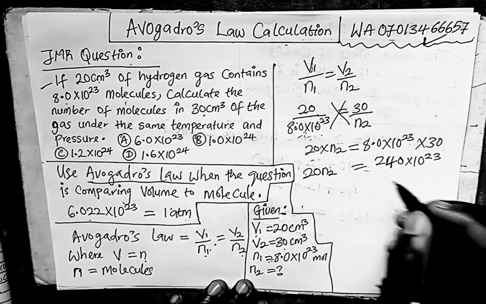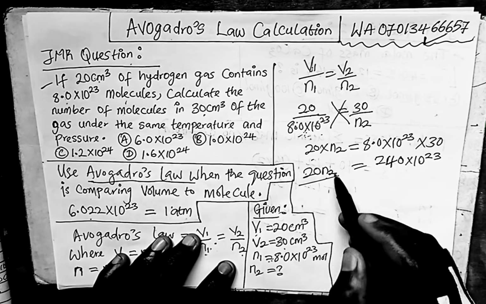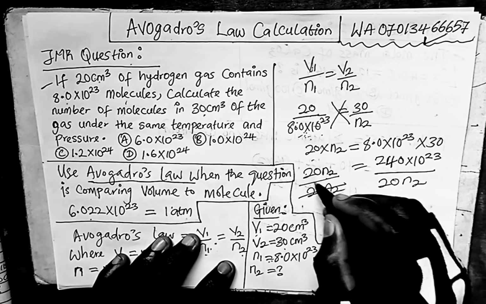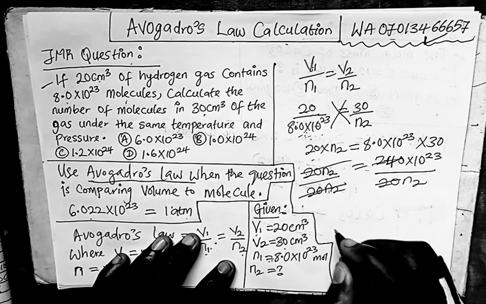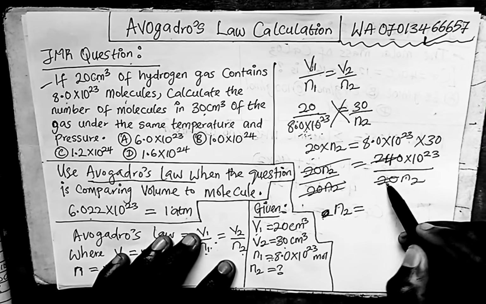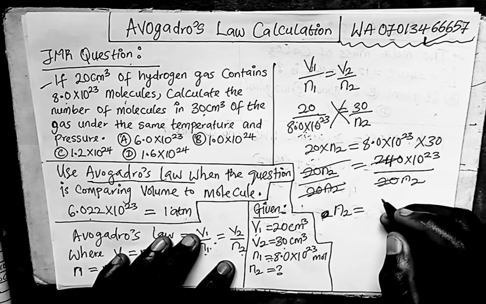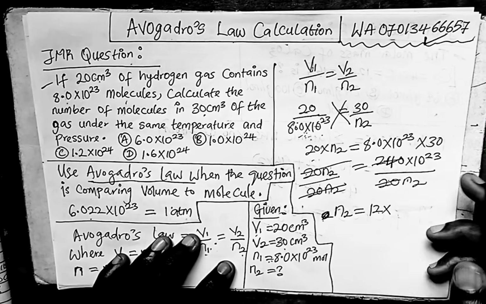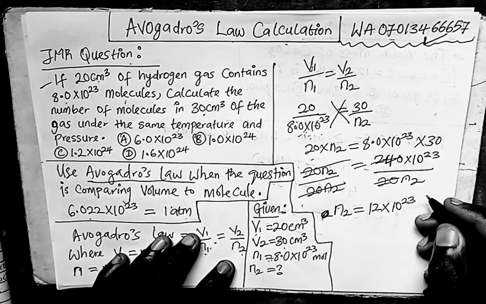Then on the other side we have 20 N2. We divide both sides by the coefficient of N2, 20. 20 N2 over 20 cancels, and 20 into 240 gives us 12. So N2 equals 12 times 10 raised to the power 23.